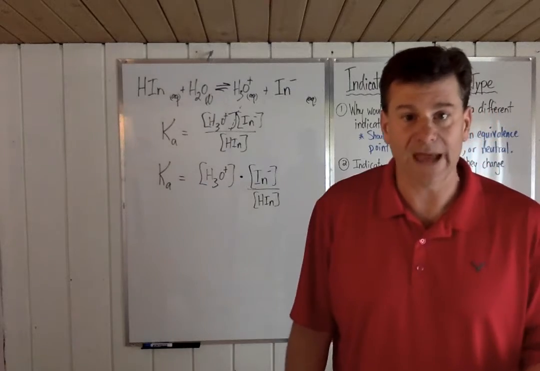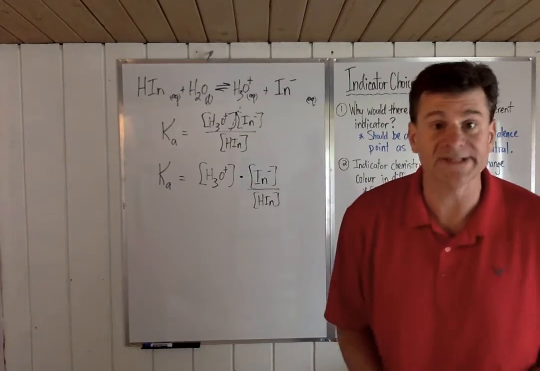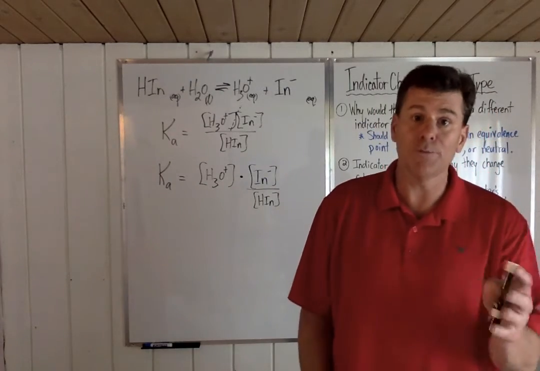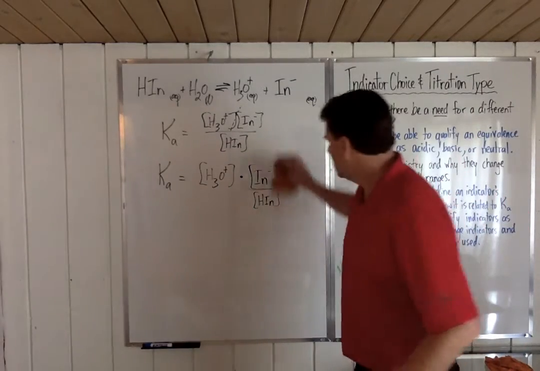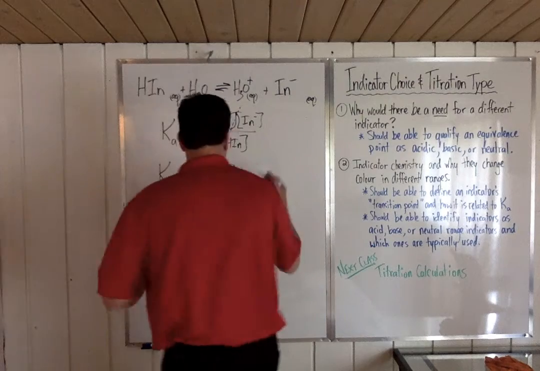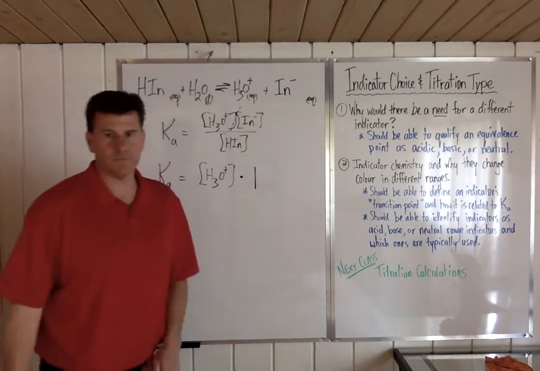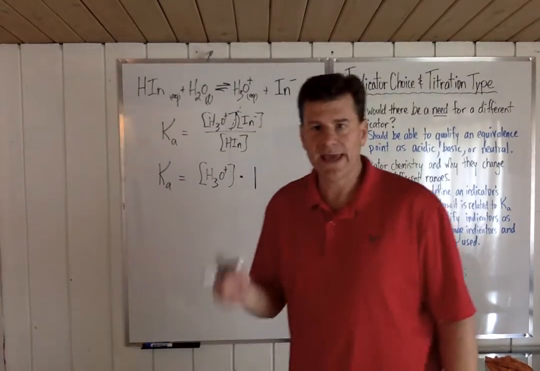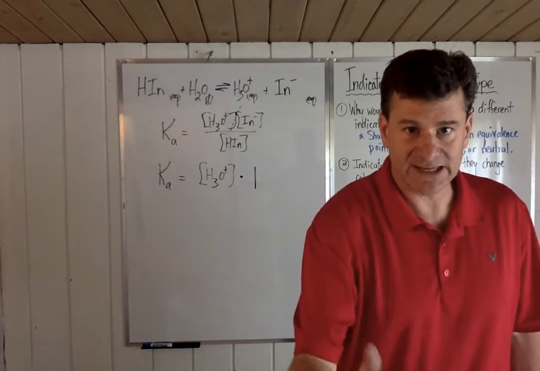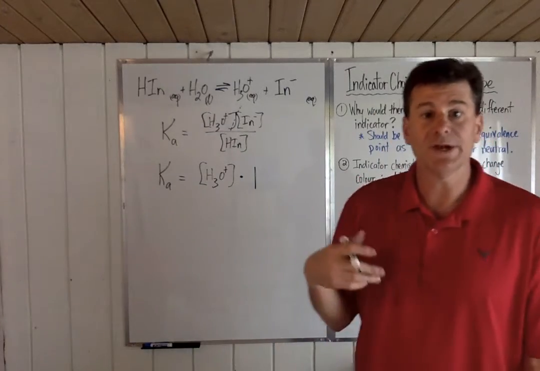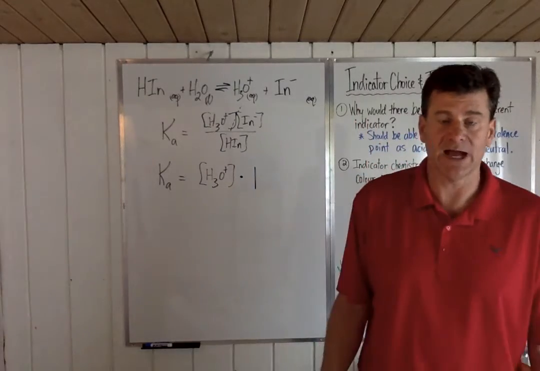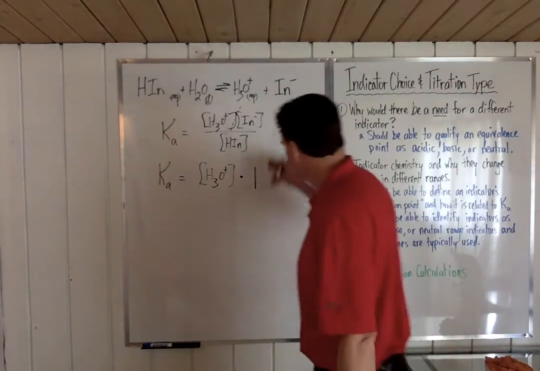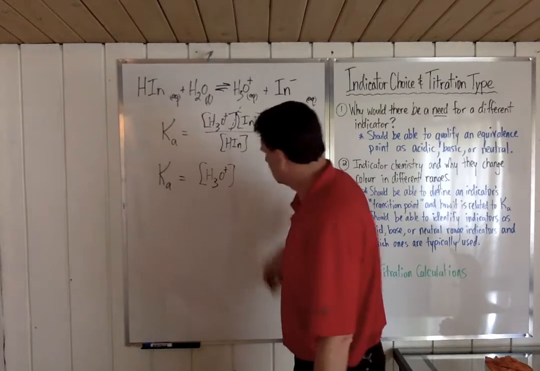Well, what if that ratio actually was 1? Like at that moment in time during the transition, this ratio equaled 1. Well, then the Ka of the indicator, which is just a weak acid, would equal the hydronium concentration in the water at that moment in time, because it's times 1.